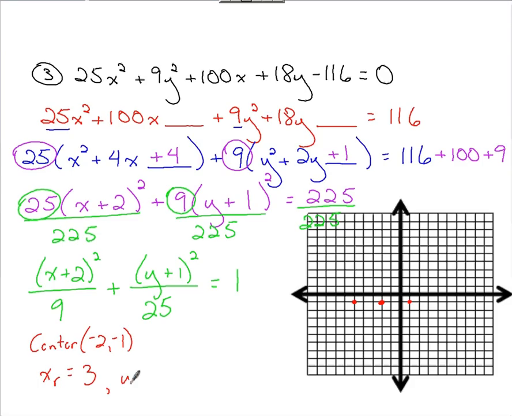Y radius, got your y quantity here, 25 is underneath that, so you take the square root of 25, which is 5. Vertically from the center, we'll travel 5 units in each direction, so 1, 2, 3, 4, 5. 1, 2, 3, 4, 5. At this point, we draw a reasonable sketch of the ellipse, understanding we still have to find those focal points.